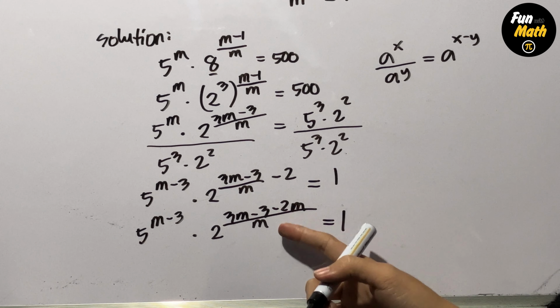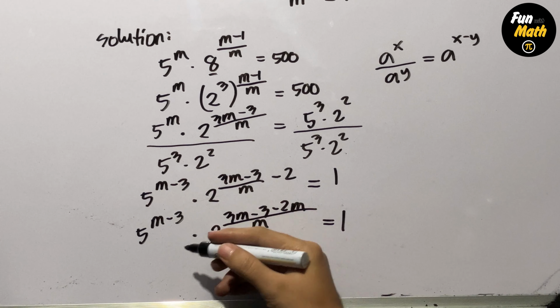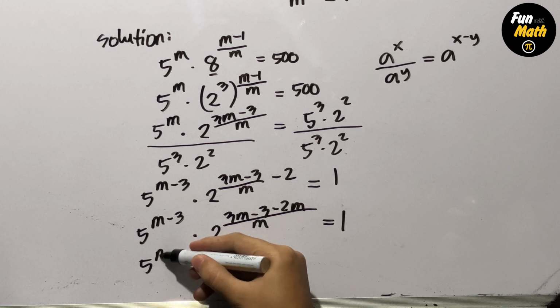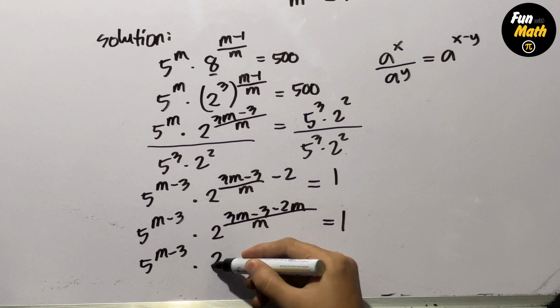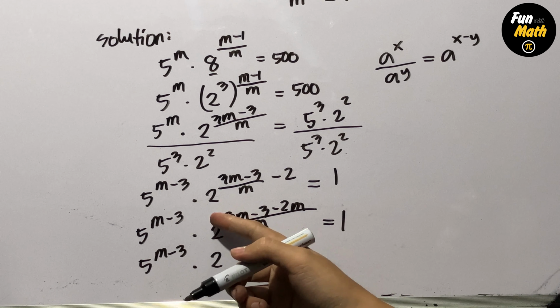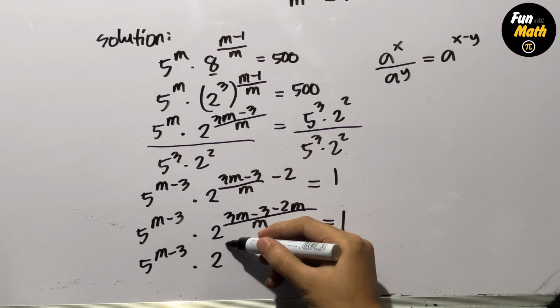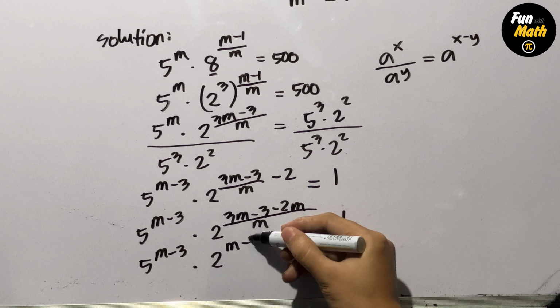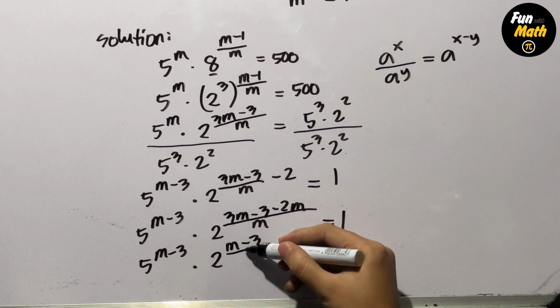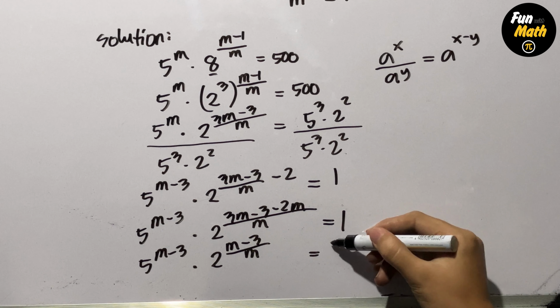Next, in the power, we can combine like terms. So this is now 5 to the power of m minus 3 times 2 to the power of 3m minus 2m, that is 1m, so we just write it as m, then minus 3 over m equals 1.